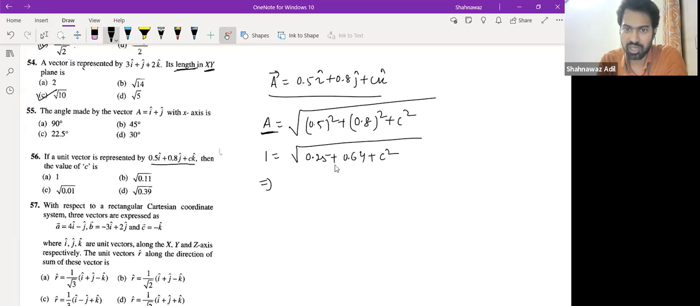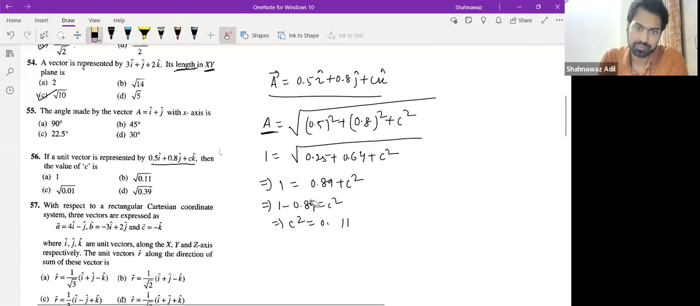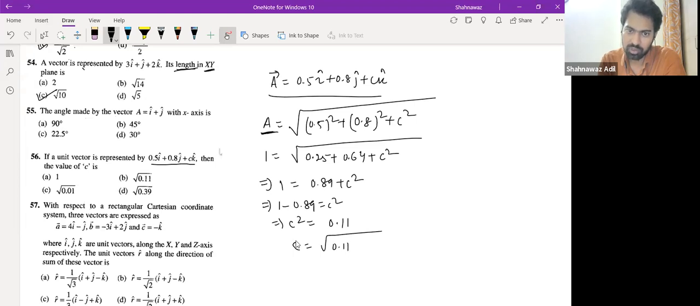So we can square both sides. This would be 1, and this would be 0.89 plus c squared. Then 1 minus 0.89 would be c squared. So c squared is how much? 1 minus 0.89 is 0.11. So c would be root of 0.11. So understood, guys? Any doubt in this problem?